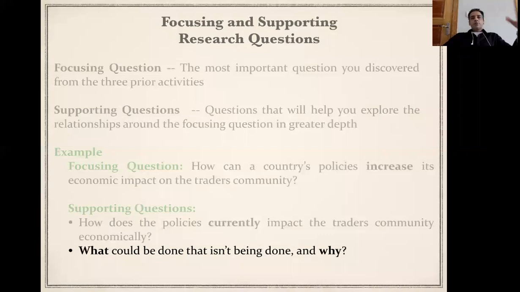So I need to explore these supporting questions. We give equal importance to both. Rather than simply focusing on our question, we need to support it. The more support our question has, the more validity, novelty, and strength that question will bear.